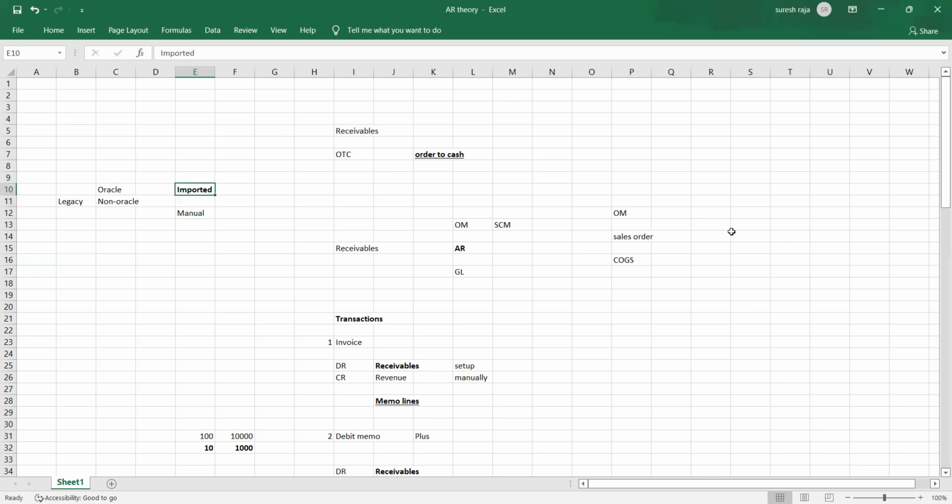So every module has it. Imported means imported from another source. Manual is a manual one. Clear? Any doubt? We'll see in the PDF in detail.